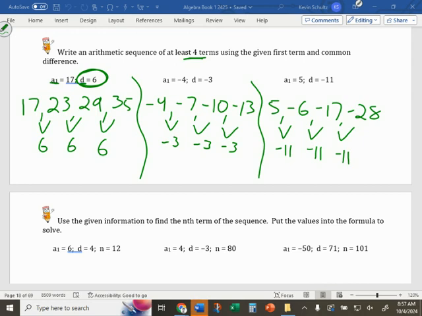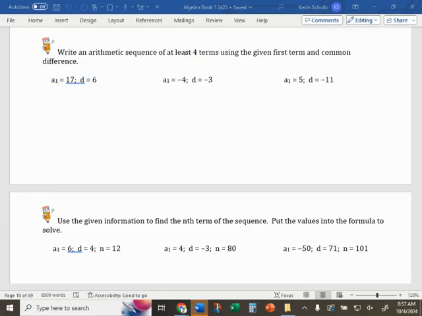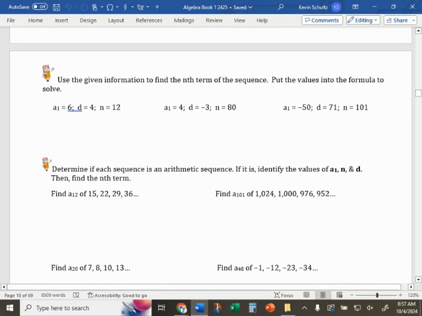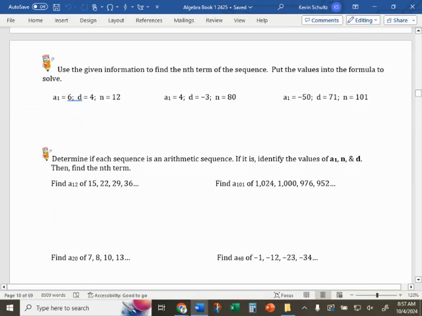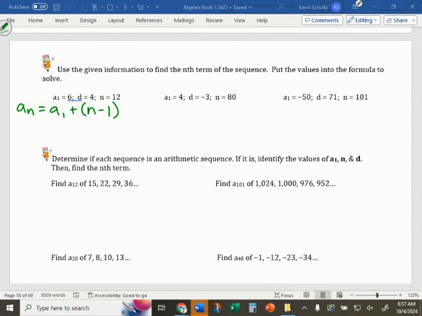Next page, we are adding in another variable. We still have the first term provided. We still have the common difference, the pattern, but now we have this n here. It says, use the given information to find the nth term of the sequence. Put the values into the formula to solve. So remember, here's the formula. an equals the first term plus the difference of n and 1 times d.